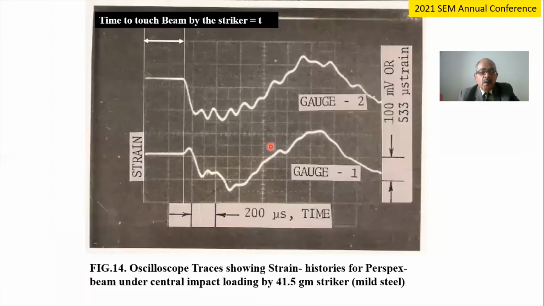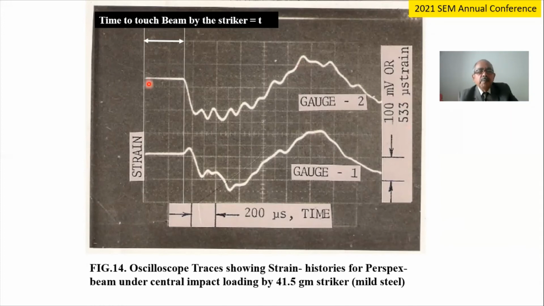This is a typical oscilloscope trace with the strain histories for the perspex beam under central impact loading by the 41.5 gram striker. This gives you the two gauges, gauge 1 and gauge 2 locations. Here in the horizontal axis, the time is 200 microseconds per division. In the ordinate, it is giving the voltage, and in turn it is calibrated in microstrain. So we can find out the peak strain from the diagram.